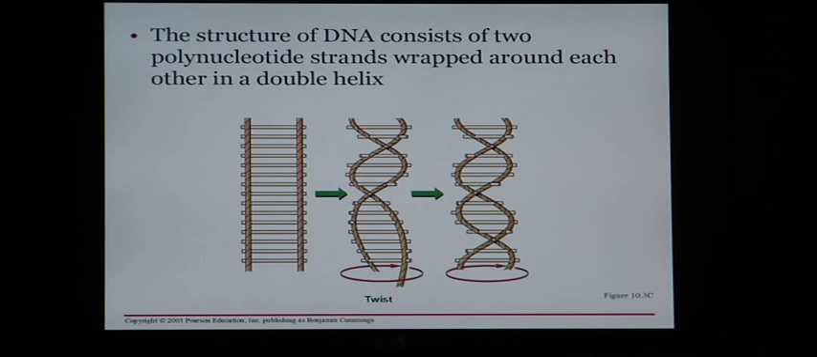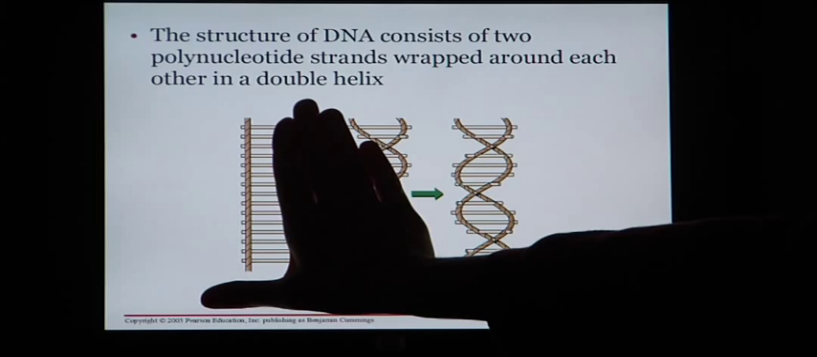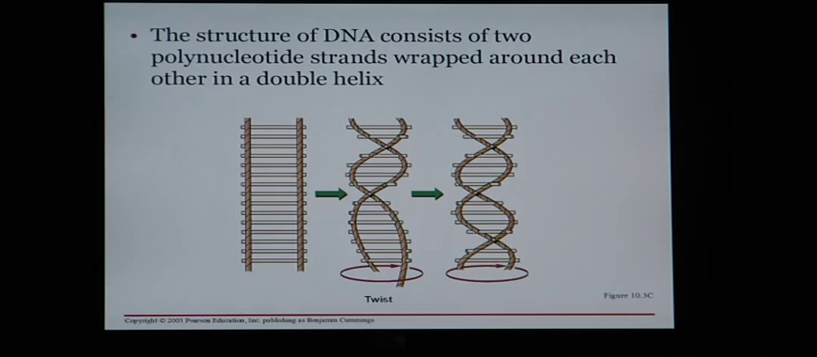RNA, on the other hand, does not have the same shape. RNA is what we call single-stranded. So it looks like half of this ladder. Okay, there's no twist, there's no helix, it just looks like half of this ladder. Single-stranded.